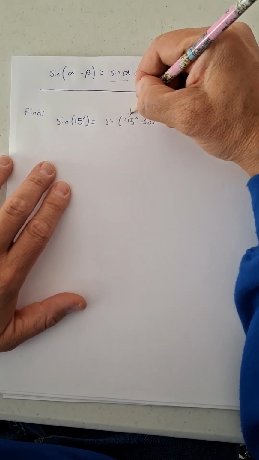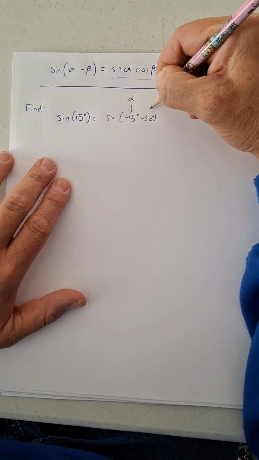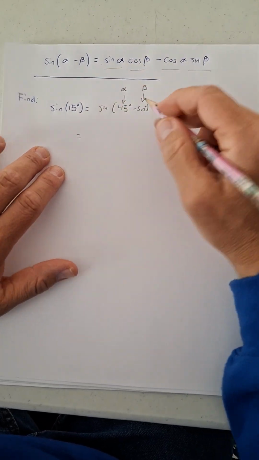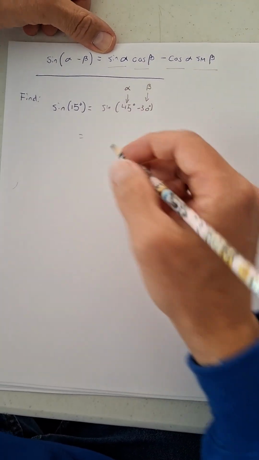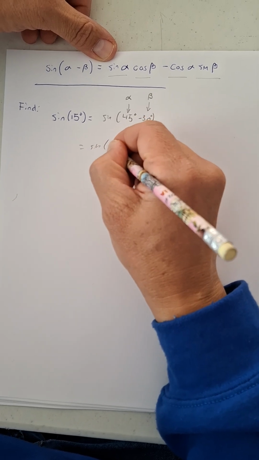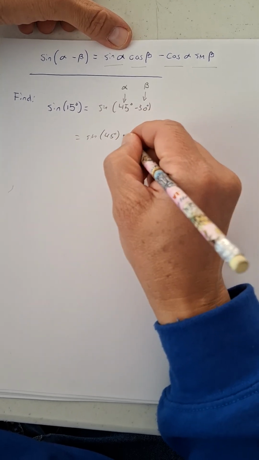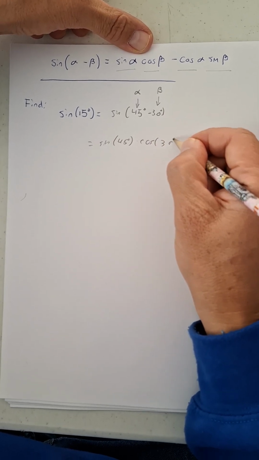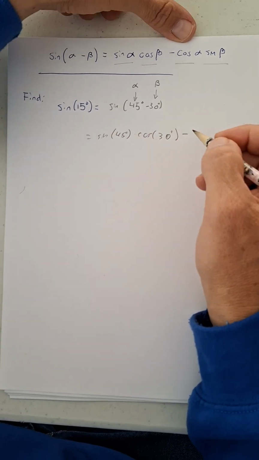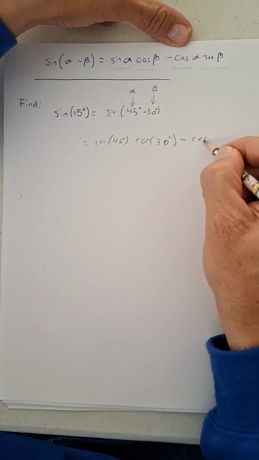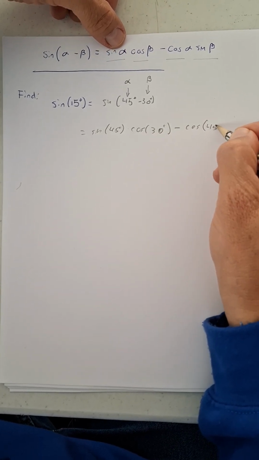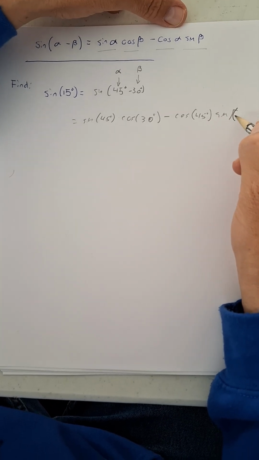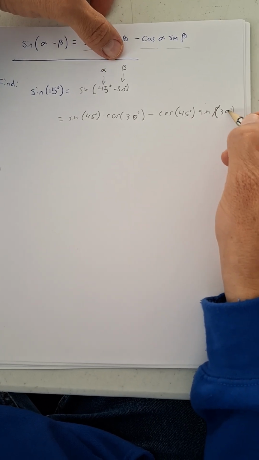So if you substitute here, this will be alpha or A, this will be beta or B, okay? So that will be equal to the sine of alpha, so it's the sine of 45 degrees times the cosine of beta, the cosine of 30 degrees, okay, minus the cosine of alpha, that's the cosine of the first angle, the cosine of 45, times the sine of beta. Beta is 30 degrees, okay?